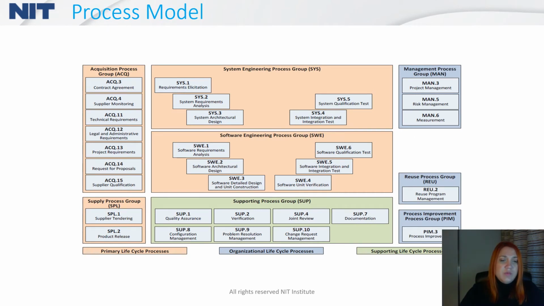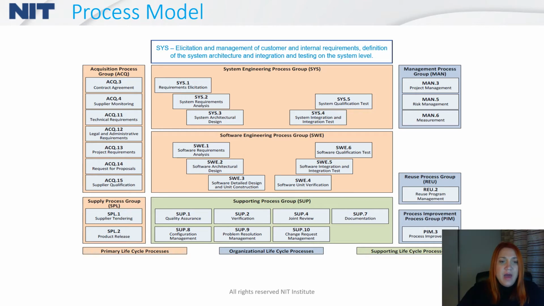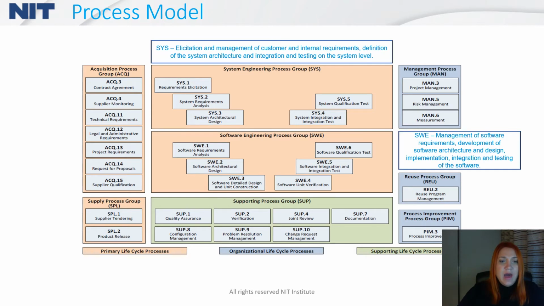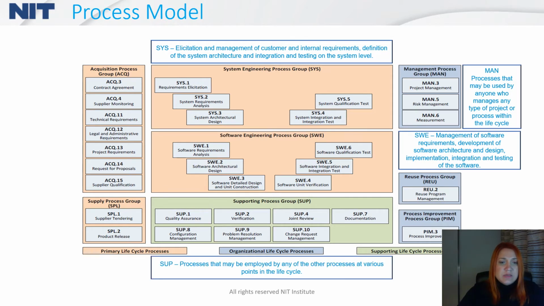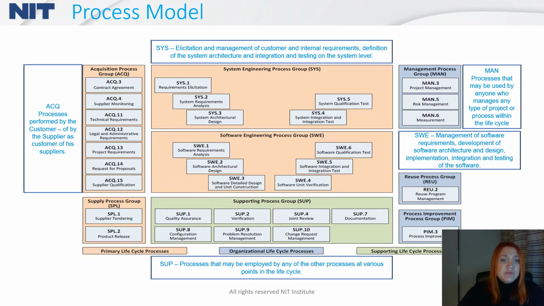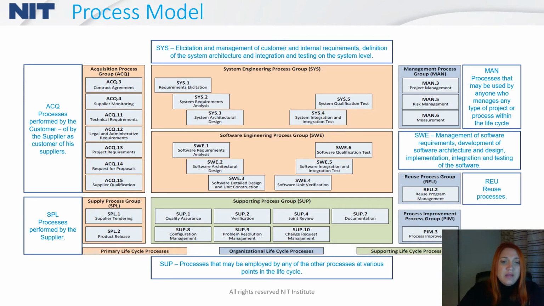Now we are coming to the most important part of this lecture, and this is the SPICE process model. Here you can see that SPICE is organized as follows. You have the system part and the software part, processes. Then there are management processes and supporting processes divided into blocks. You have the acquisition process group and the supplier process group. Then you have reuse and improvement processes.